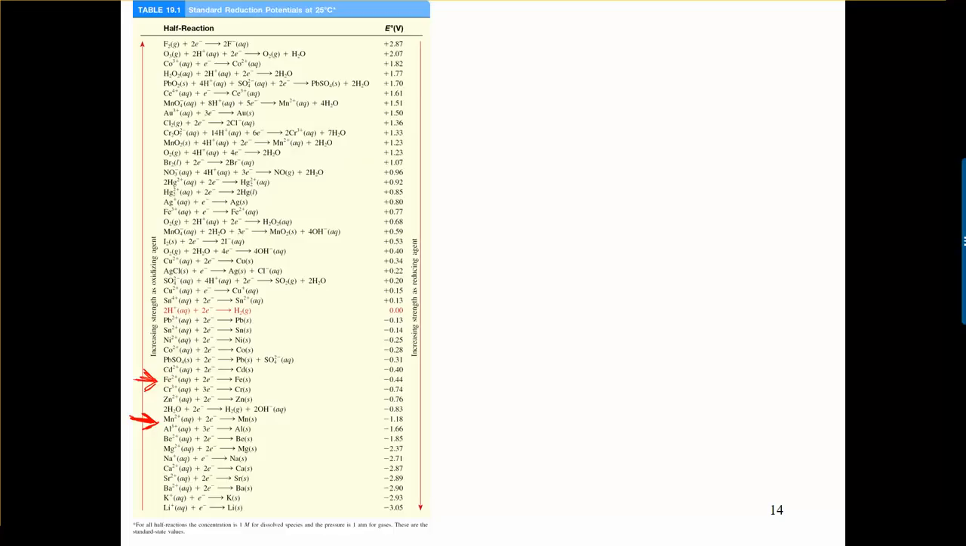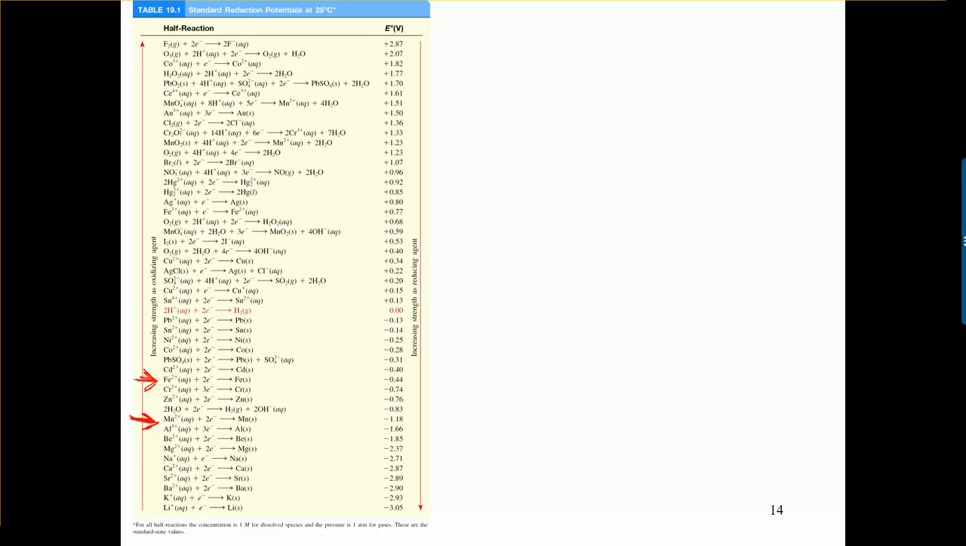So this one has a stronger reducing ability. This one has a stronger oxidizing ability. So this thing oxidizes this, this thing reduces this. That's because of their voltage potentials, because of the difference in those voltage potentials.